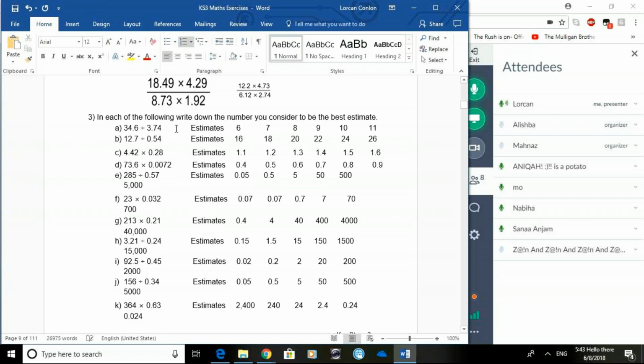So Alishba, can you try and estimate B for me? And pick one of them out. Aniqua, can you try and estimate C for me? No, let's leave that one out because we haven't done multiplying by decimals. Well, they're all multiplying by decimals. Okay, guys, do you know how to multiply by decimals? Do you know how to multiply by a half, say?